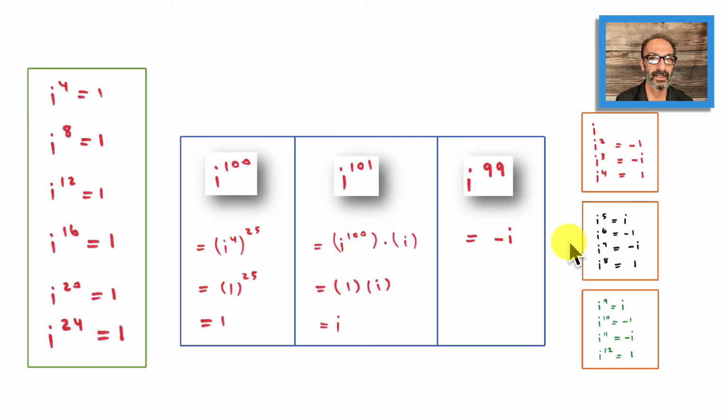Hopefully, you get the idea. It's a pattern of multiples of 4. If you are a multiple of 4, you're here. If you are 1 less, you're going to be here. If you are 1 more, you're going to be on i. Different examples.